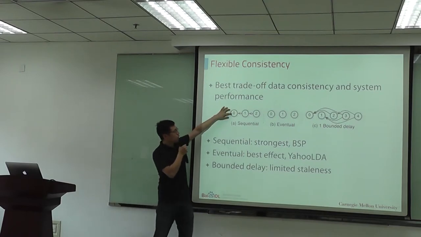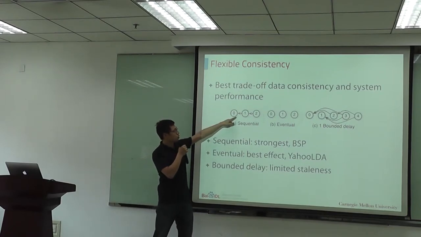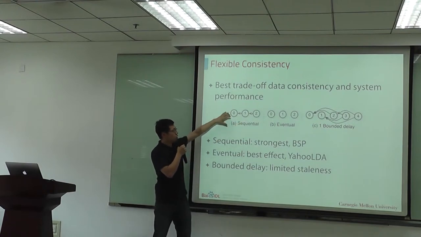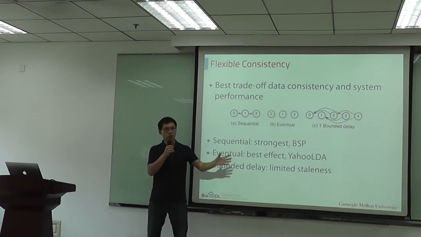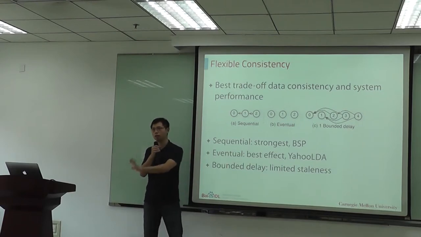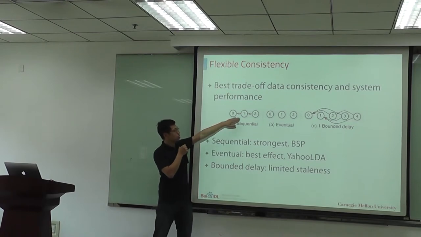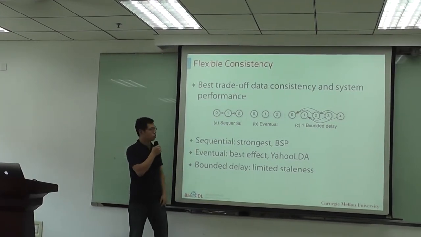Each one is an iteration: iteration 0, 1, 2. For the sequential model, that is the strongest consistency you have. That is what you want to implement a single-threaded method. That is, you finish iteration 0, then go to iteration 1, next go to iteration 2. So everyone should wait for the previous one to finish. This is sequential consistency.